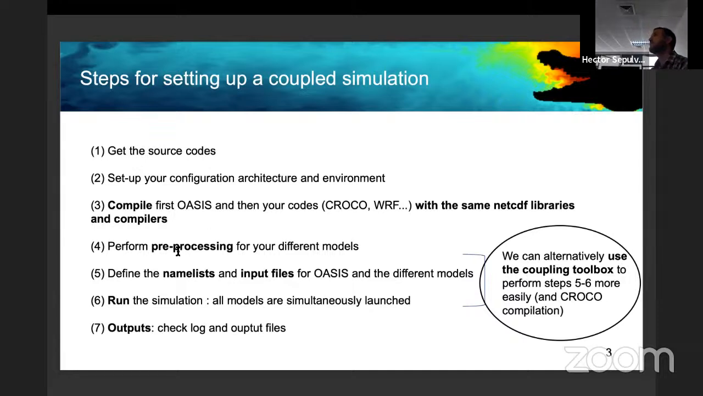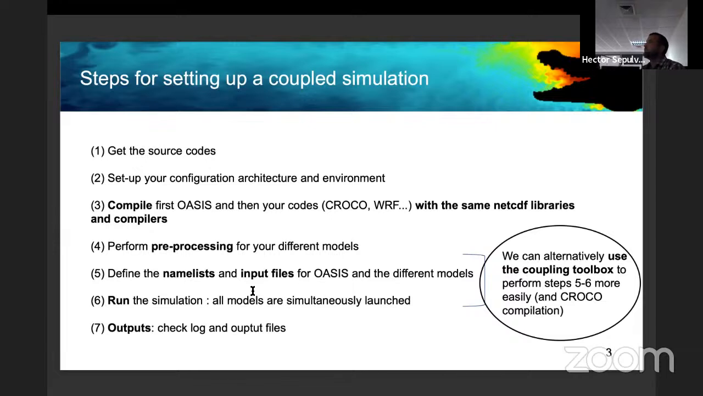Then you have to do the pre-processing for your different models. And then what the coupling toolbox does is defining all the namelists and moving the input files from where you put them during your pre-processing towards a run directory. And then it's running the simulation. Eventually, it's restarting the simulation to the next month, for example, if you are running multiple months and you want to have chain jobs for this multi-month simulation. And then it's putting the output in different directories.